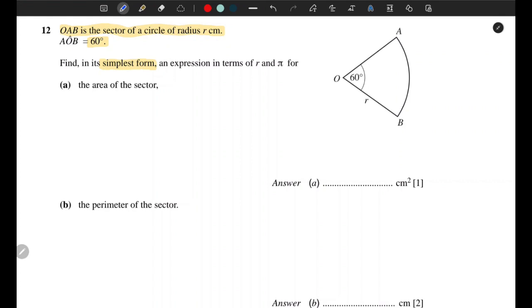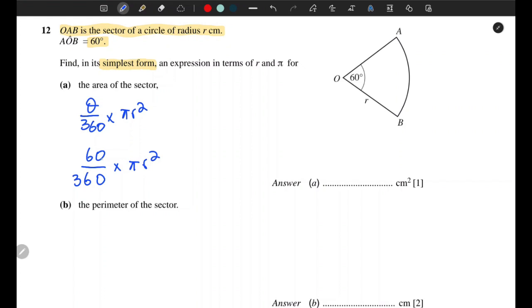Okay? And so hamein pata hai ki the area of a sector ka formula is theta over 360 into pi r square. Theek hai? So we know theta is 60, so 60 over 360 into pi, and r remains as it is.